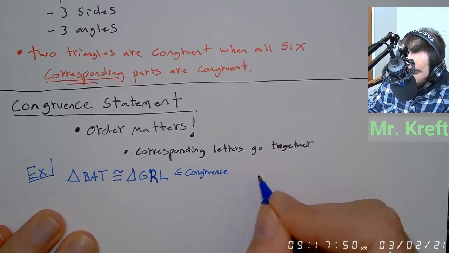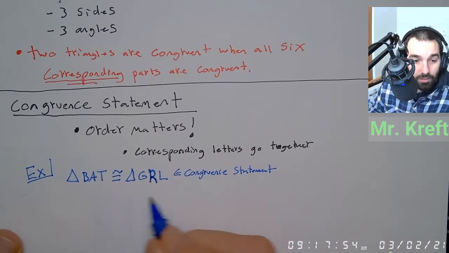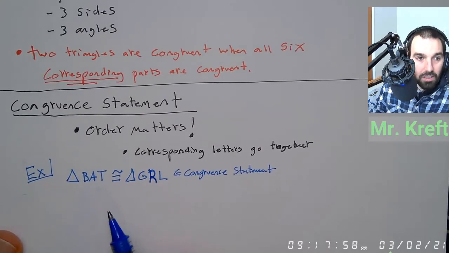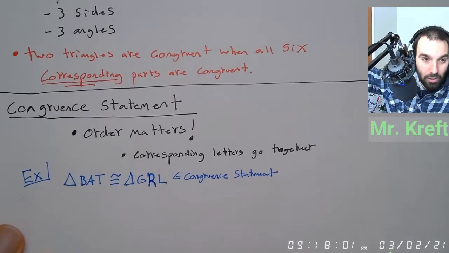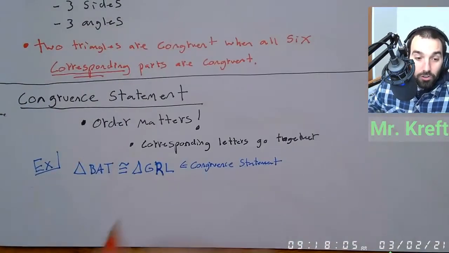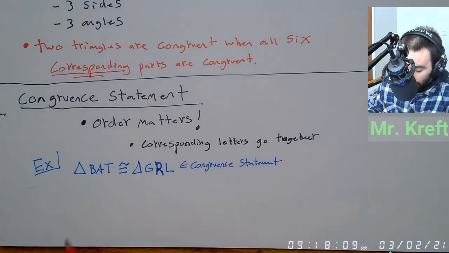Or the book calls it a congruence statement, right? It's a statement saying two triangles are the same. Okay, so I got triangle BAT is congruent to triangle GRL. Now, we're not going to do this with every problem. I'm just doing this to show you what's going on.